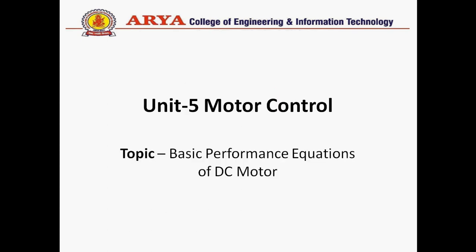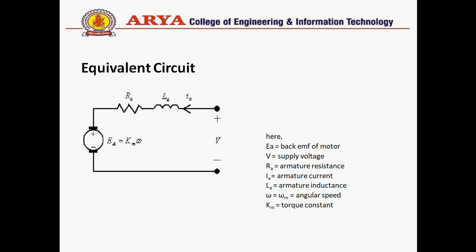Today, we will discuss the topic of the basic performance equation of DC motor. In previous lectures, we discussed the basics of electric motors and the basics of DC motor. This is the equivalent circuit of armature windings in the DC motor. This circuit was already discussed in the previous lecture.